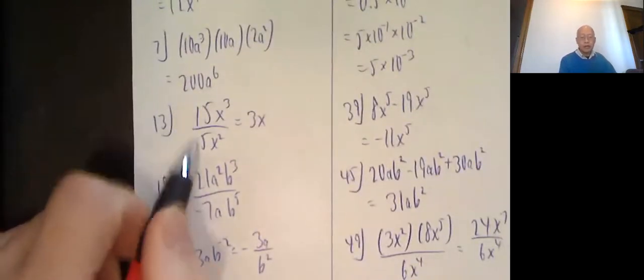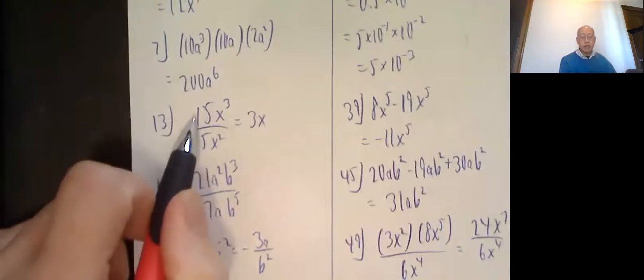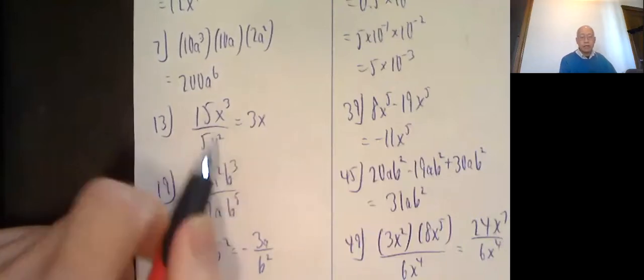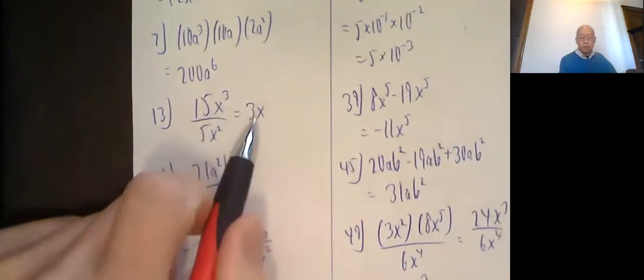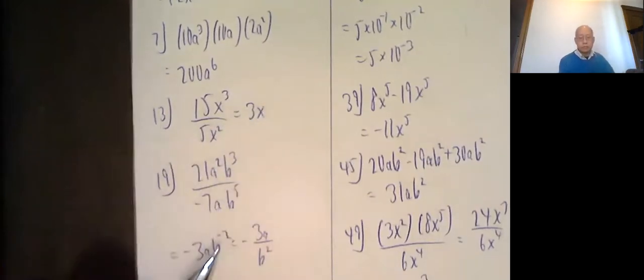Number 13, just divide the numbers with the numbers and the x's with the x's. 15 divided by 5 is 3. X cubed over x squared, we subtract. 3 minus 2 is 1. But if it's x to the 1, you just put x.